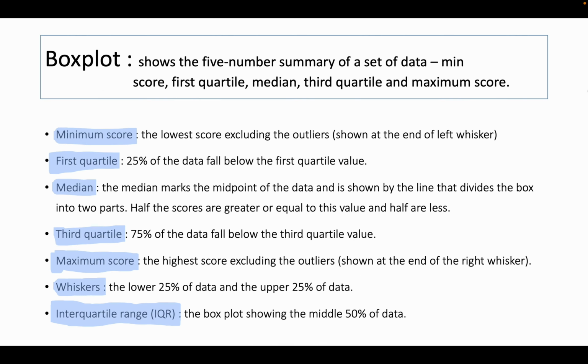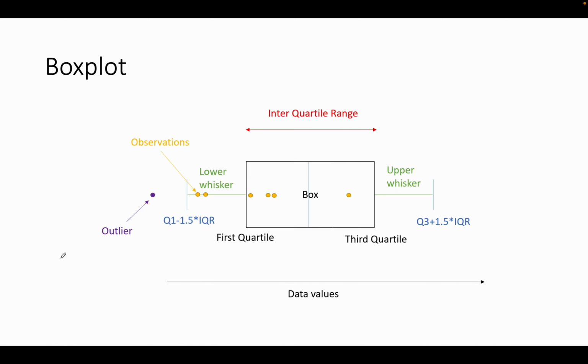Box plot. A box plot shows the 5-number summary of a set of data. So we have the minimum score, first quartile, median value, third quartile, and maximum score. Let us look at each of these terms. The minimum score is the lowest score excluding the outliers. If we look at this diagram, this is the minimum score, and these are outliers. While assigning the minimum score, we do not consider the outliers.